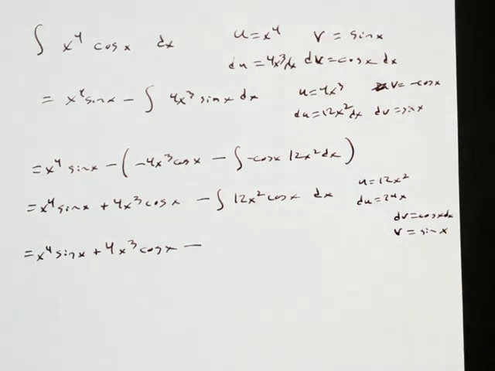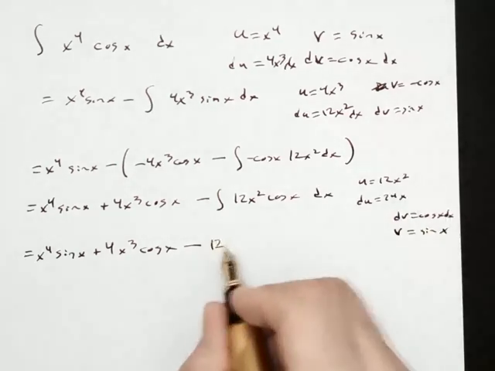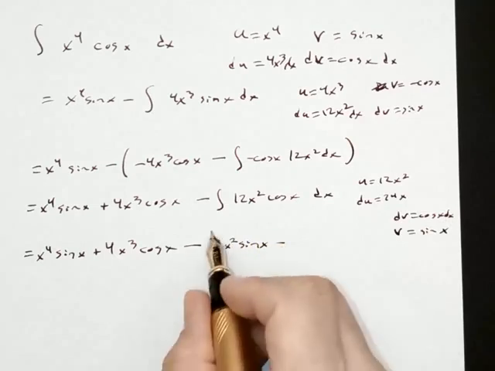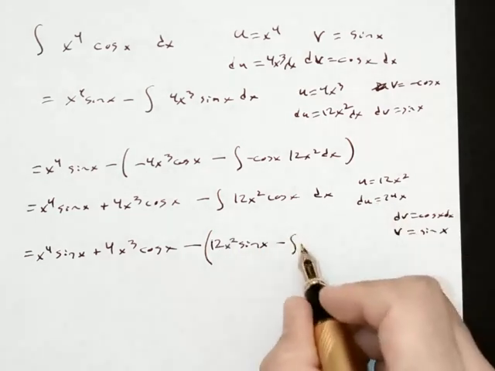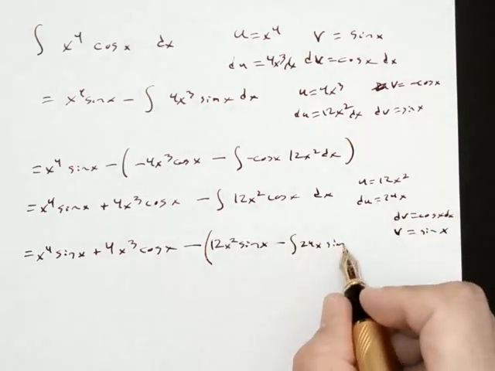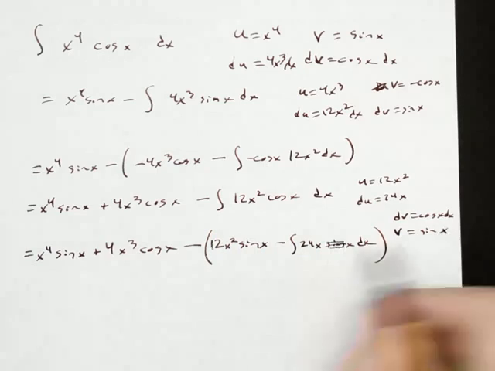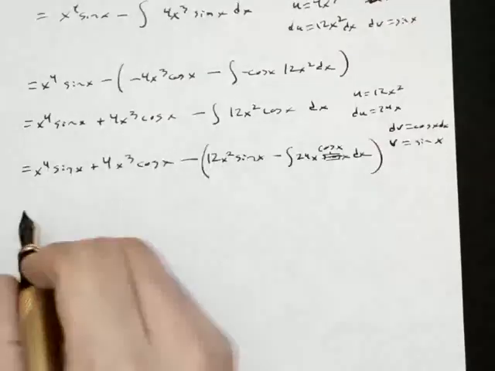And now that's similar to the first one because dv is cosine of x, so v is sine of x. So now I'm going to get uv, 12x squared sine x minus, wait a minute, there was a minus in front. I need the parentheses. Minus v du, integral 24x sine x dx. Oh, cosine of x. Whoops. Copy down the right part. See, my problem is I'm going to be here for a while. I've got to do one more integration by parts, but first I have to distribute the minus sign.